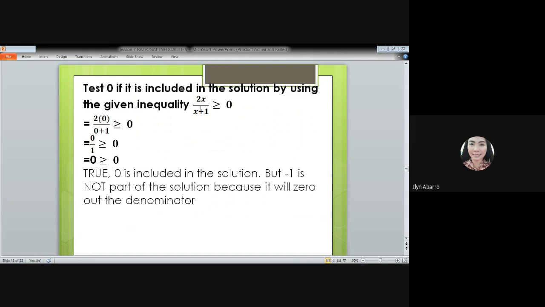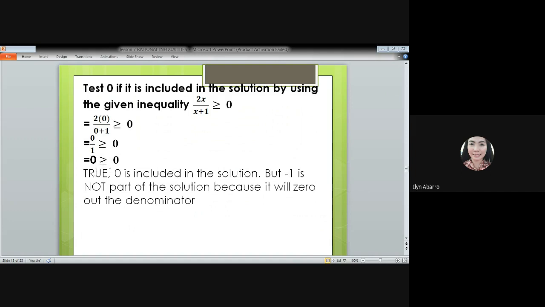So from the given, it will become 2 times 0 over 0 plus 1. Is that greater than or equal to 0? 2 times 0 is 0. 0 plus 1 is 1. 0 over 1 is 0. Is 0 greater than or equal to 0? The answer is true, because we have here the "or equal to", the bar under the greater than sign.